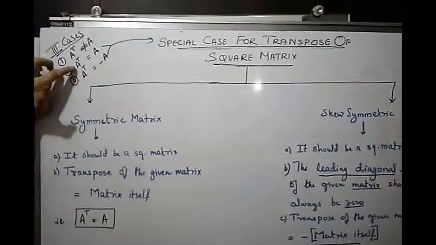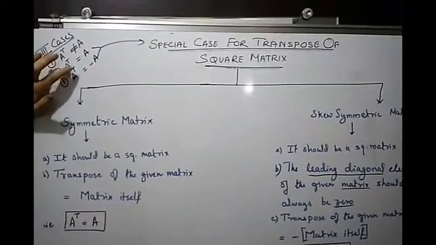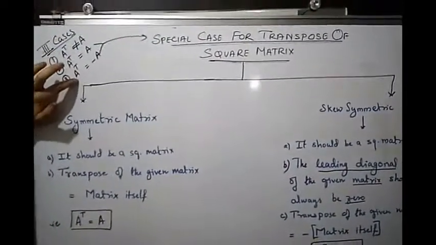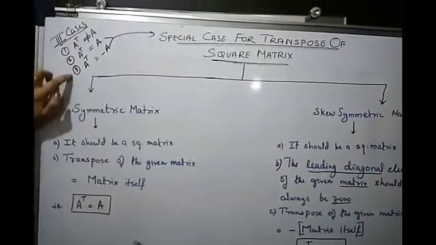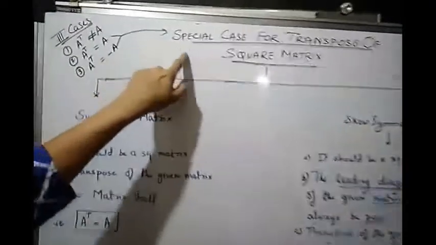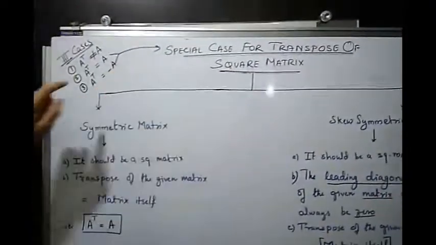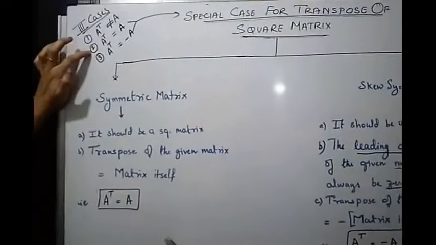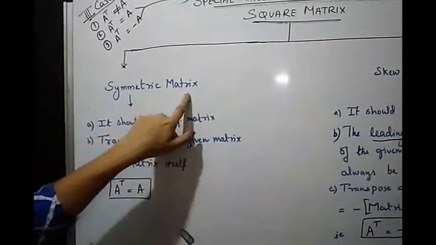The second case is A transpose is equal to matrix A. The third case is A transpose is equal to minus A. These two cases, that means the second and third cases, are known as the special cases for transpose of a square matrix. Moving over to the first one, symmetric matrix.